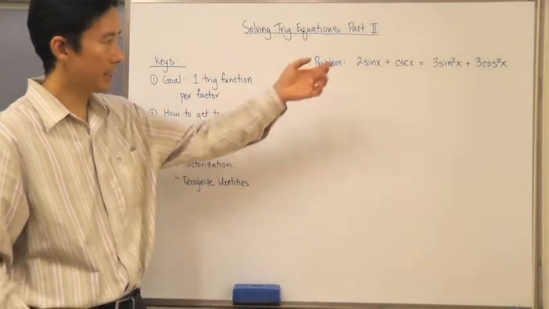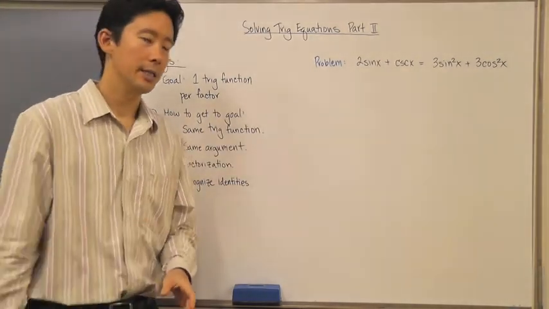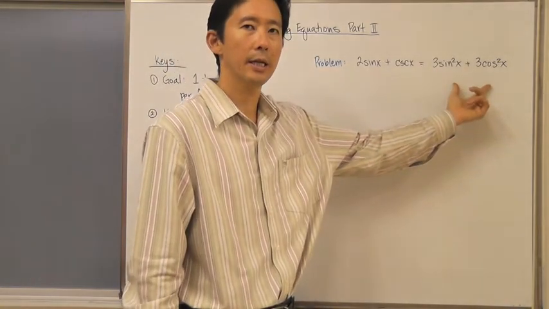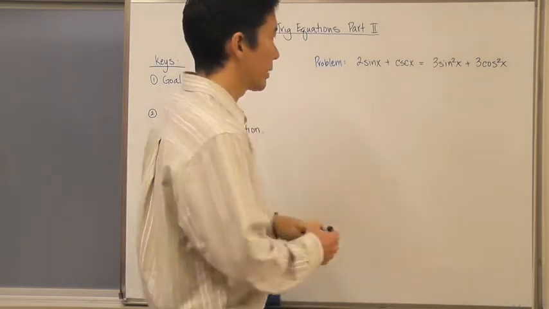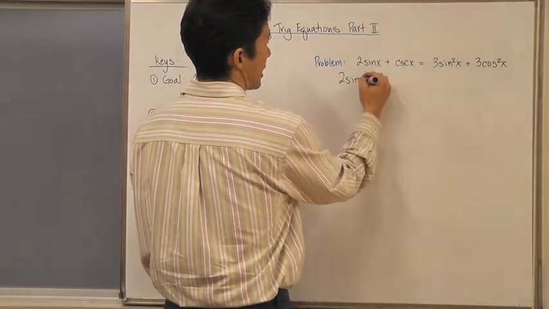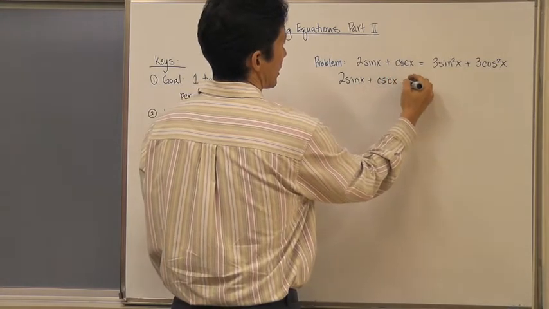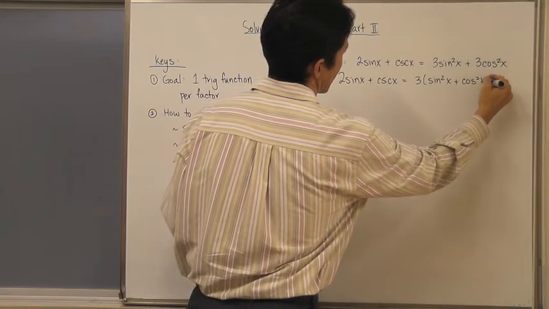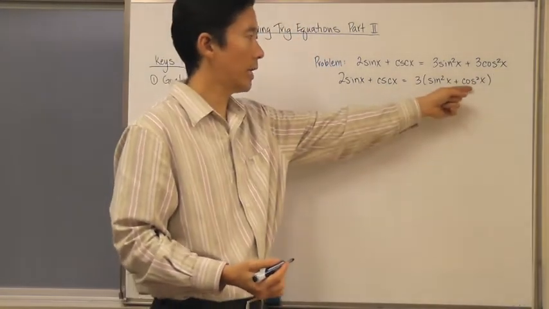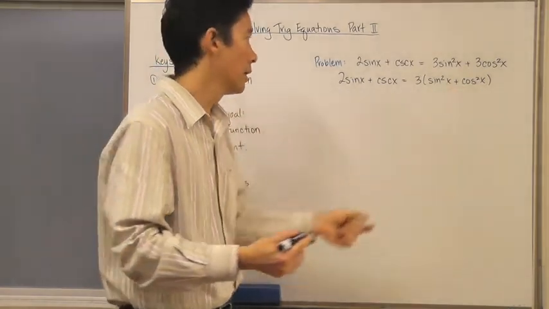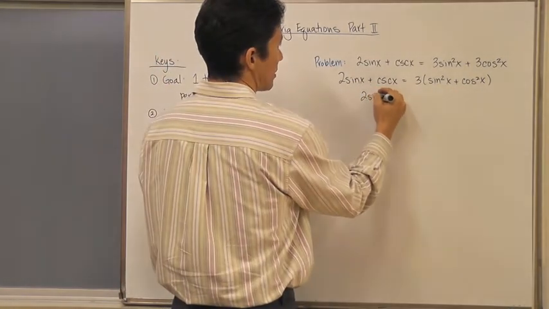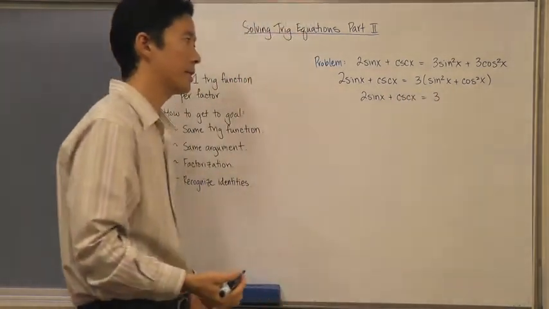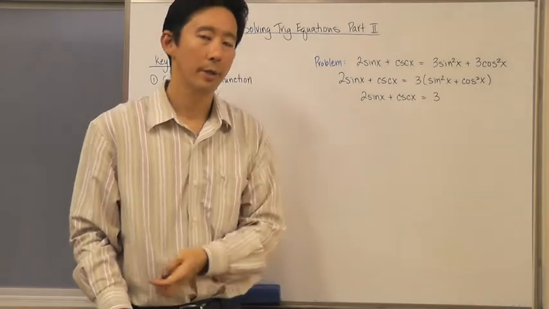Okay, now when we take a look at this, hopefully everybody recognizes that there's a very, very obvious trig identity right here that can simplify this problem. So if we go to 2 sine x plus the cosecant of x, this is 3 times the sine squared of x plus the cosine squared of x. Isn't that nice that we can now just write that as 1? Okay, so notice that by using my trig identity, I've simplified this equation to something that's much, much more manageable.